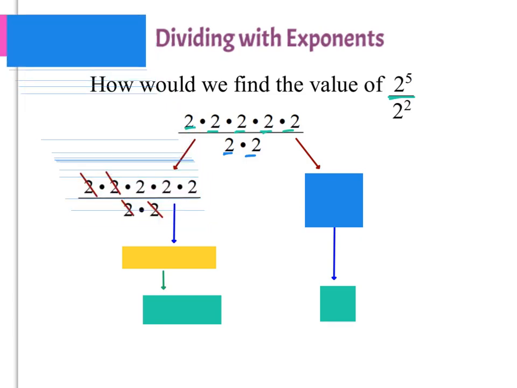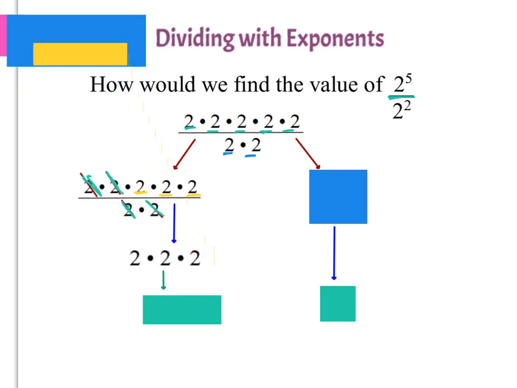Now, we know from solving equations that a number when divided by itself is 1, which means it cancels out. So these two 2's are able to cancel out. 2 divided by 2 is 1, so they would go away. And these two 2's would also go away. So I am left with 2 times 2 times 2. Okay, so once I divide and cancel what I can out, I'm left with 2 times 2 times 2.